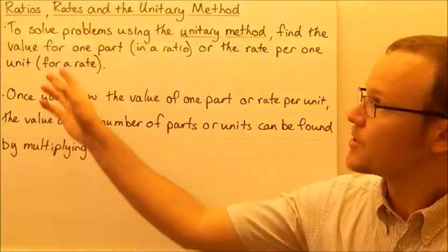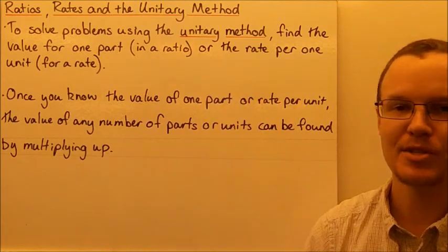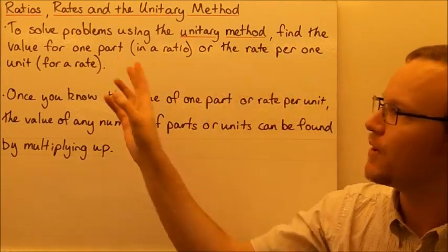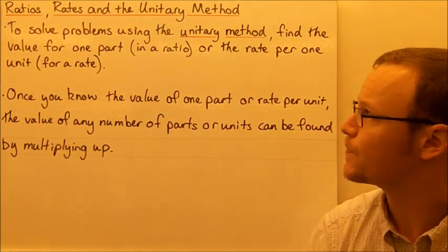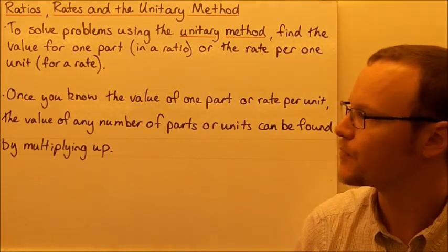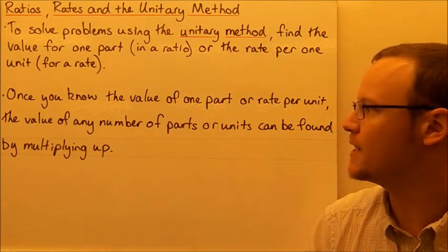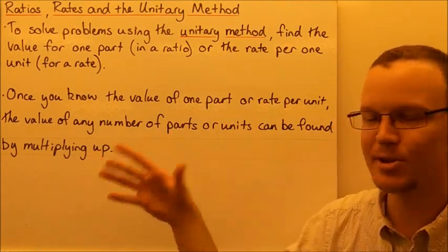Today we're going to look at ratios, rates and the unitary method. To solve problems using the unitary method, find the value for one part in a ratio or the rate per 1 unit for a rate. Once you know the value of one part or the rate per unit, the value of any number of parts or units can be found by multiplying up.